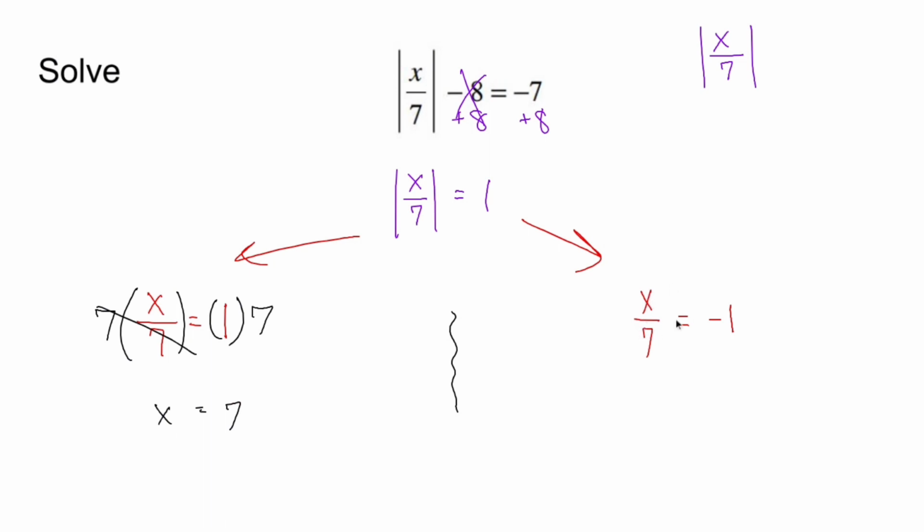X is being divided by 7. How do I get rid of divided by 7? Multiply both sides by 7, like so. That crosses out. And x equals negative 1 times 7 is negative 7.